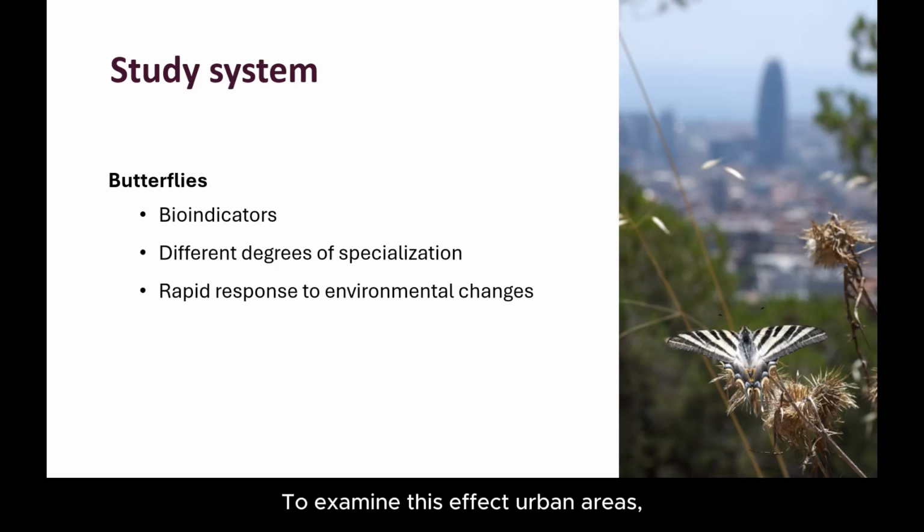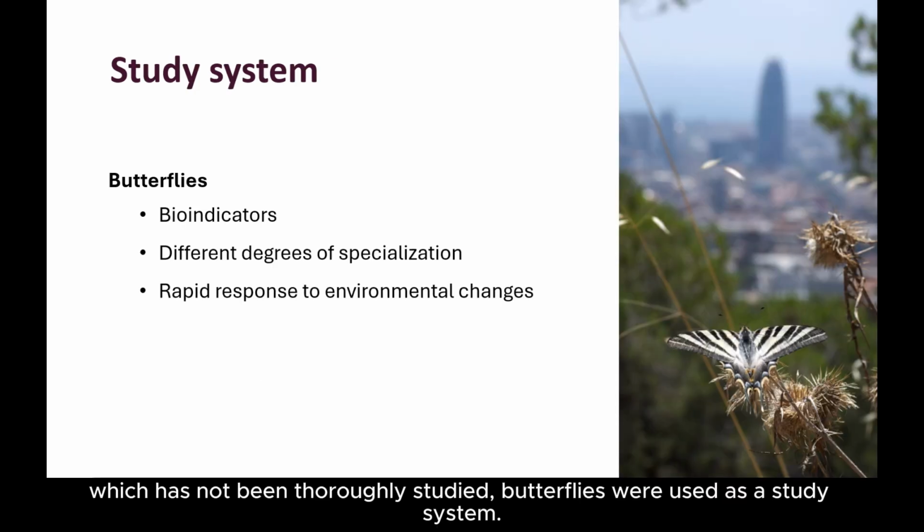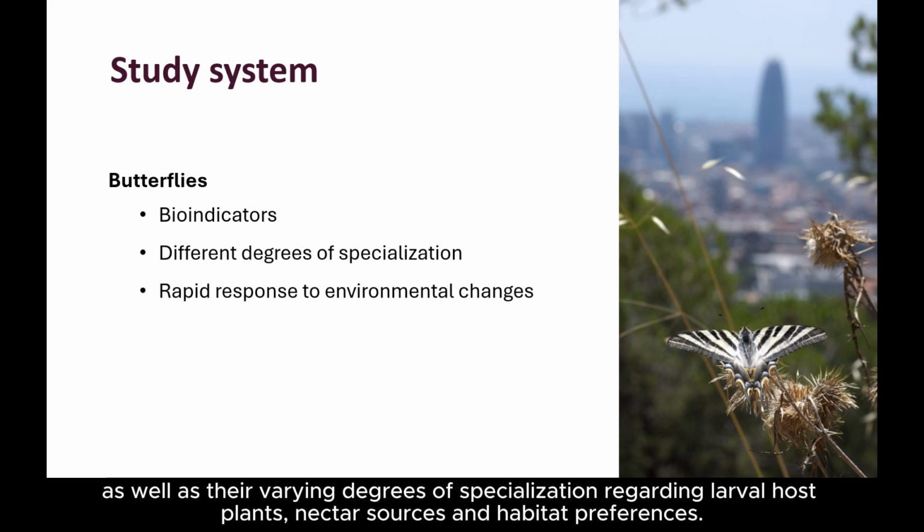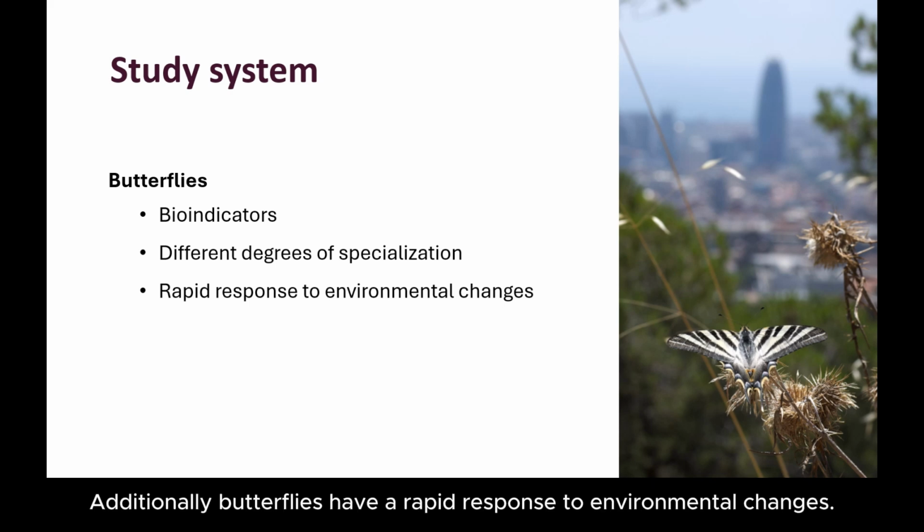To examine this effect in urban areas, which has not been thoroughly studied, butterflies were used as a study system. This group was selected based on their role as indicators of ecological state and biodiversity, as well as their varying degrees of specialization regarding larval host plants, nectar sources, and habitat preferences. Additionally, butterflies have a rapid response to environmental changes.